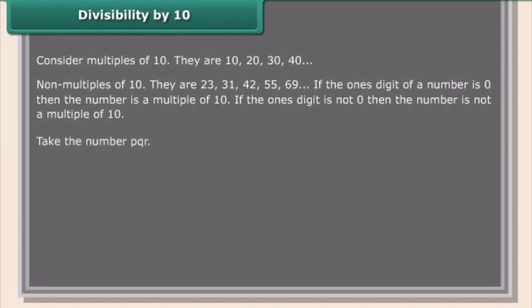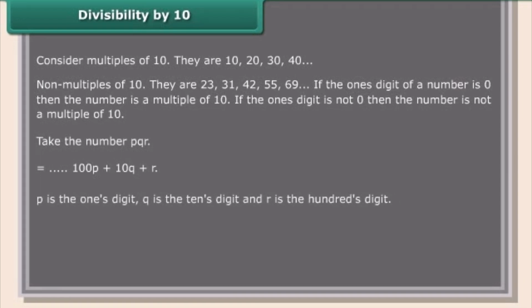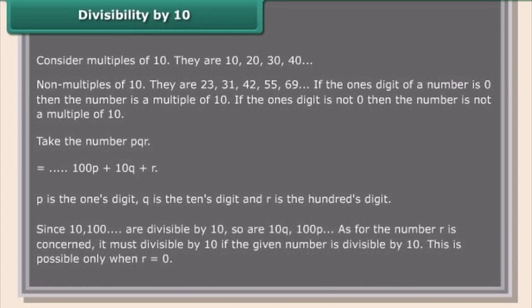Take the number PQR = 100P + 10Q + R. R is the ones digit, Q is the tens digit, and P is the hundreds digit. Since 10 and 100 are divisible by 10, so are 10Q and 100P. As for R, it must be divisible by 10 if the given number is divisible by 10. This is possible only when R = 0.